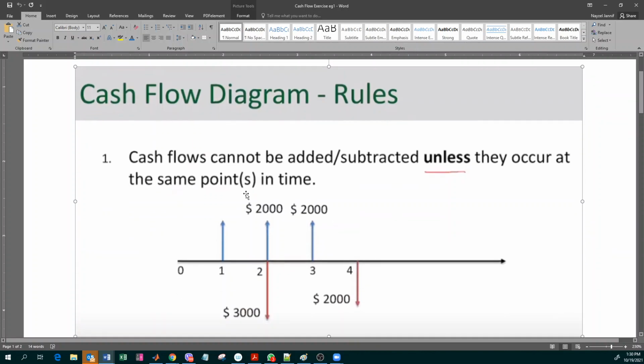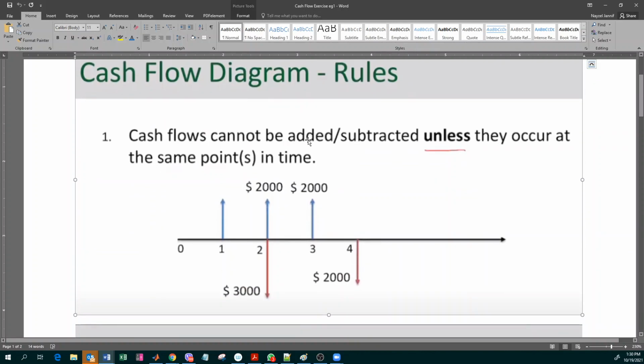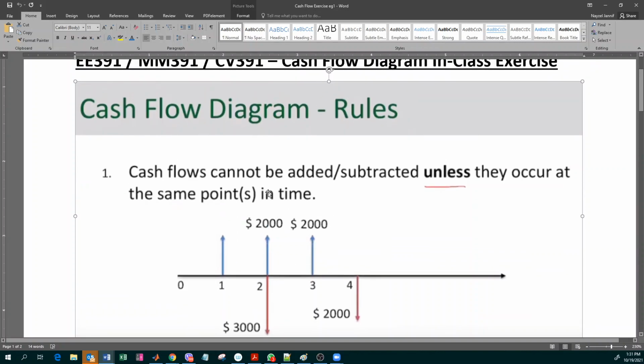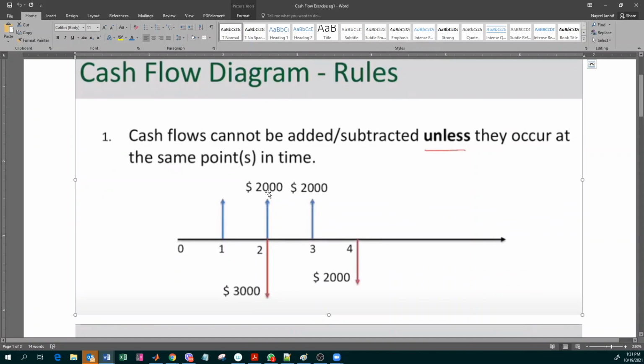So cash flow rules. Number 1, let's have a look. Cash flows cannot be added or subtracted unless they occur at the same point in time. So these are some of the rules, all right? So let's look at this first slide over here, right? If you have, let's say in this case, you were receiving $2,000 per year, because those are the blue arrows pointing upwards. Suddenly, there was a $3,000 per year downwards. So if they're happening at the same point, what does that mean? You can add and subtract.